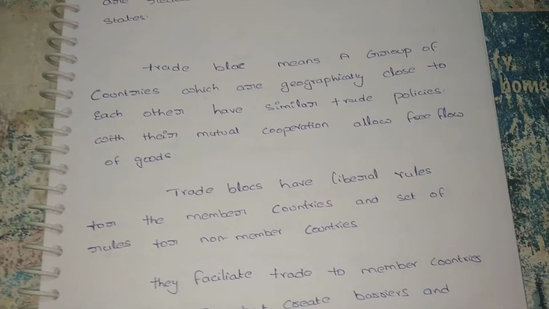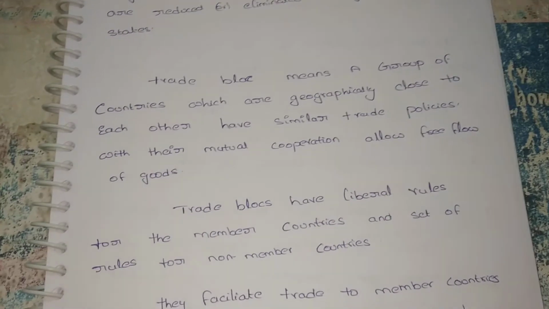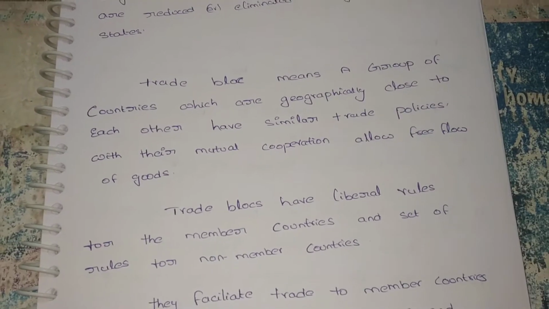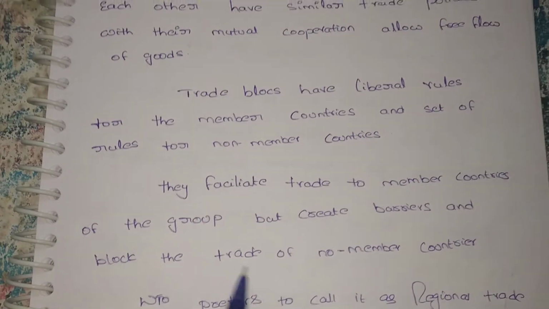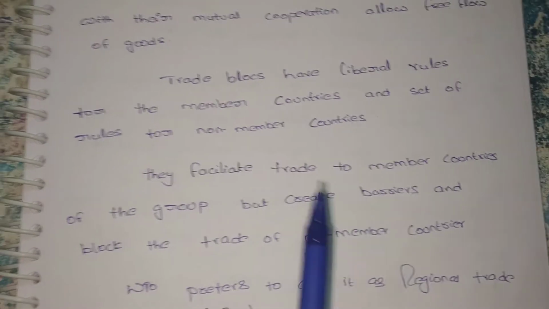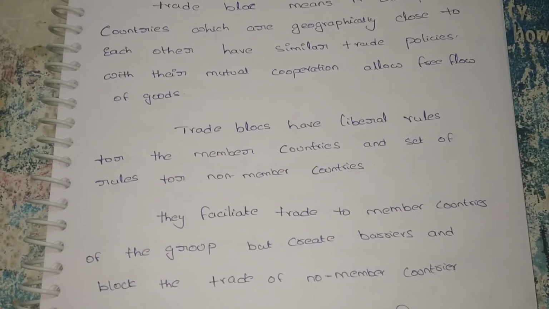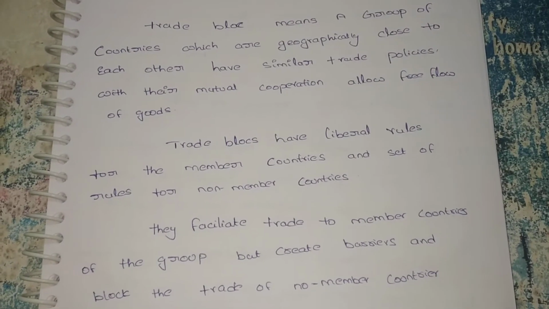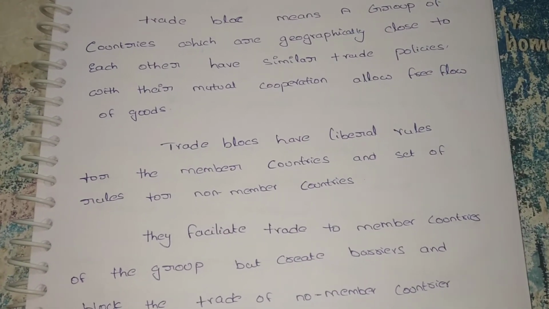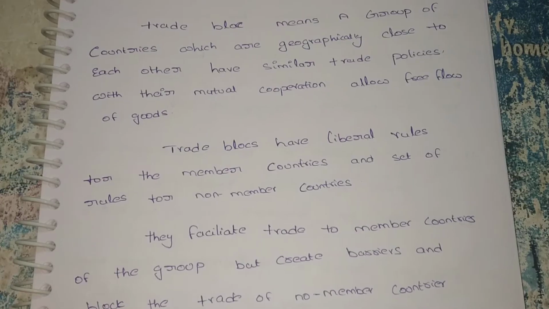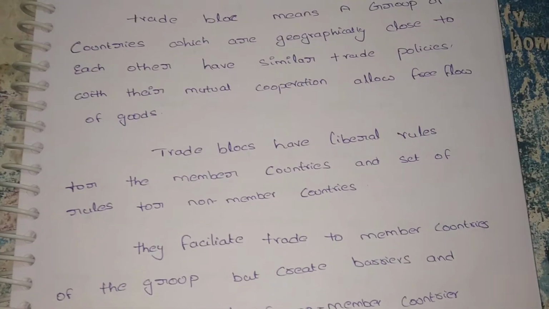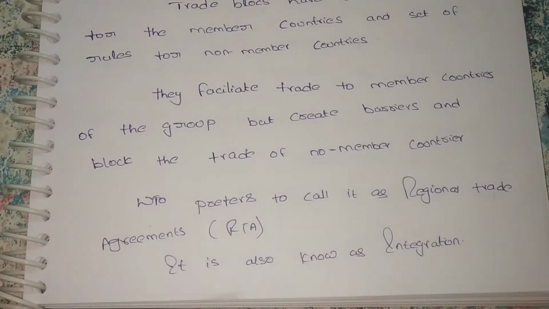There are different rules for member countries. Member countries are these five countries; the other countries are non-member countries. Member countries have liberal rules and non-member countries have a lot of restrictions. They facilitate trade for member countries in the group but create barriers and block the trade of non-member countries. There is a free flow of goods among member countries, but a block for non-member countries, who have to pay taxes and customs duties before they are allowed. Only member countries enjoy the advantage of free trade in goods and services.